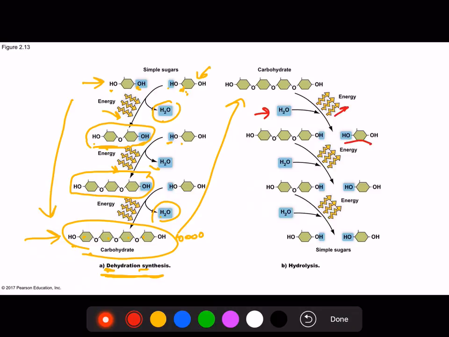Adding water would break these structures into simple forms, just reversing the reaction. Add water, and the energy would be released. That is a hydrolysis reaction.